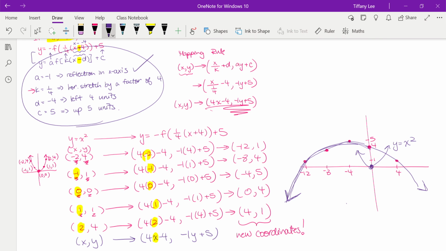And there you go. All right, so it's always good to, once you've gotten your new coordinates, plot them, sketch it, and then just double check with your descriptions of your transformations. Do they match up?